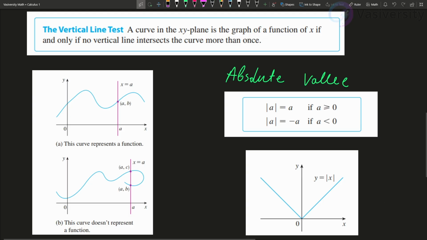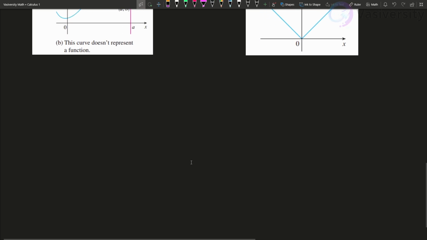So in algebra, you probably heard about the words continuity and symmetry, and maybe you heard something about differentiability. Maybe not. So let's take a look at one more thing called symmetry. For symmetry, we did it from algebra.